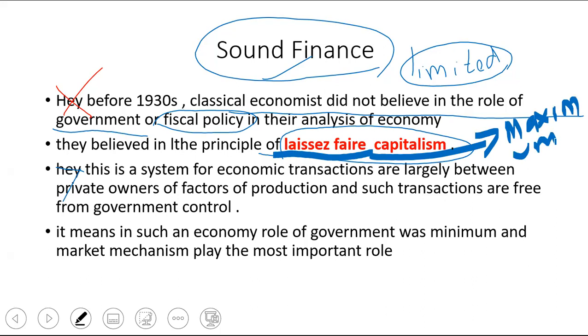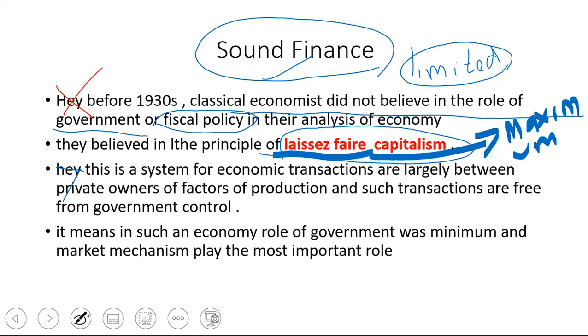Maximum freedom to the people, and minimum role of government. Minimum role of government. Underline it, read it. What is laissez-faire? Maximum freedom kisko hai? People ko. And role of government is minimum.